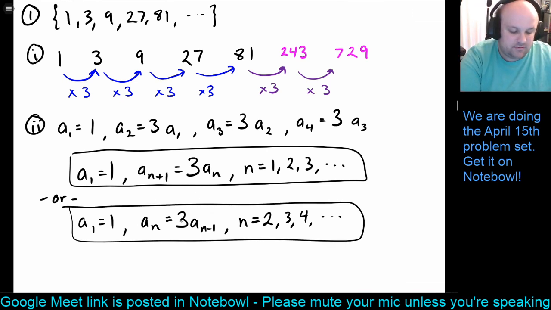Either of these, I would say it's preference, really, which one you want to write down, how you want to write your recurrence relations. So I'll leave that up to you, whichever one you like better. But that's all there really is to the recurrence relation. Any question about that?